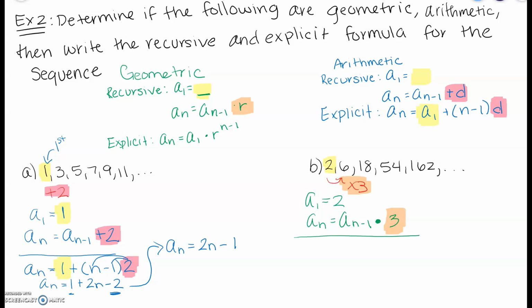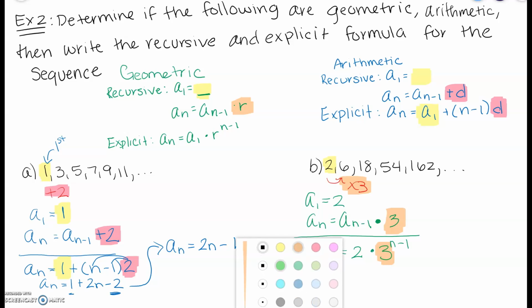And then explicit, we start with a of n again, and then we write our first term, which is 2 times our ratio, and n minus 1 stays there. So again, this is our ratio, and then this is our first term. And then that one is done. We wrote it, we can't simplify it, so that is done.